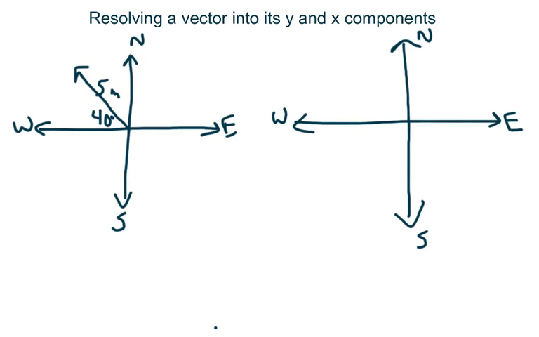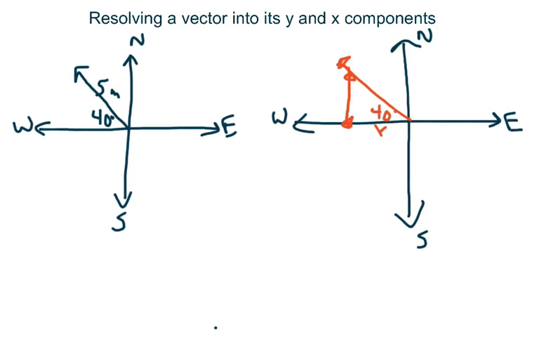So what I'm going to do is draw it again, and keep in mind that these drawings I do are not scaled to proportion. You just get the general idea of what we're going to do. I'm going to draw my 5 meters here, and this is 40 degrees, and I'm going to draw down. So this is my x component, and this is my y component.